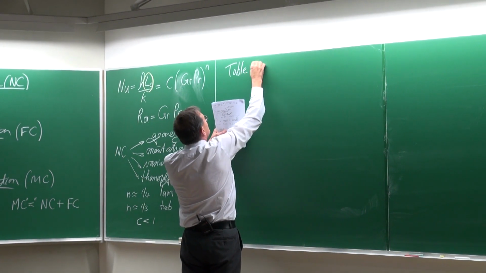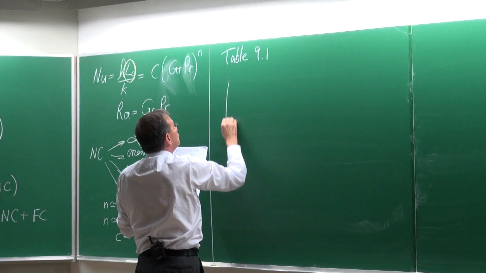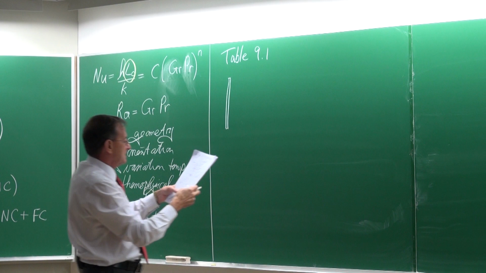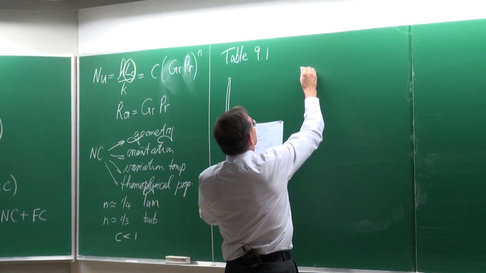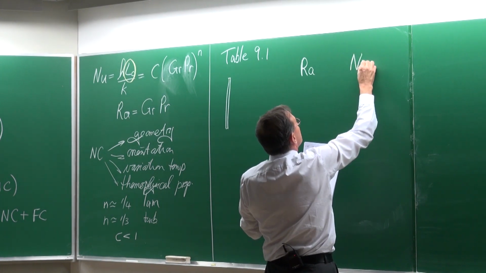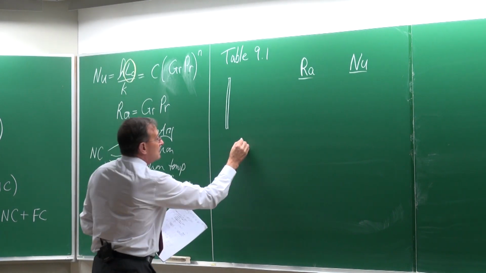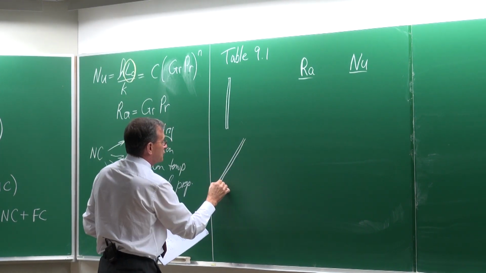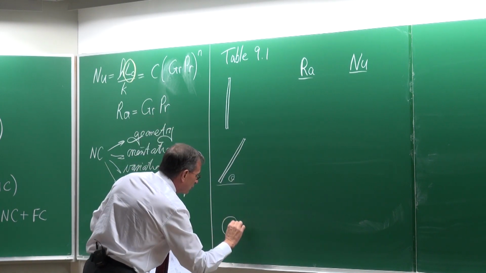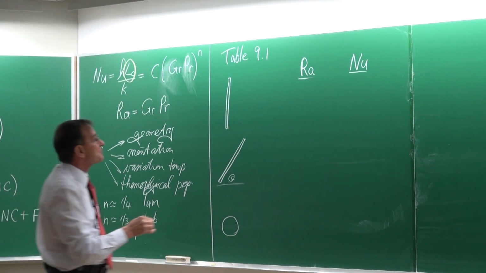In table 9.1, different geometries are given. Typically a vertical plate like that, and then there's a Rayleigh number range, and then there's a Nusselt number equation. Typically for a flat plate like that. Then the next one is a plate at a certain inclination angle. Then there is one for a rod or a circular tube, etc., etc.